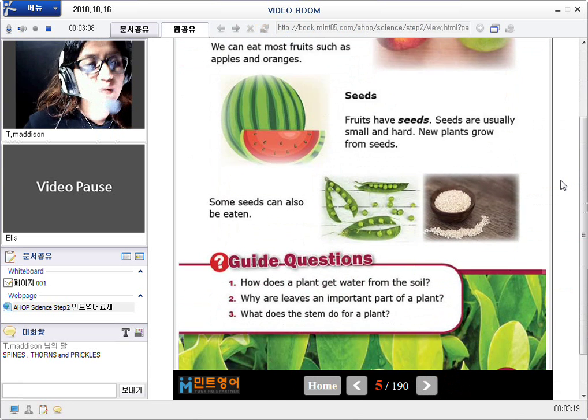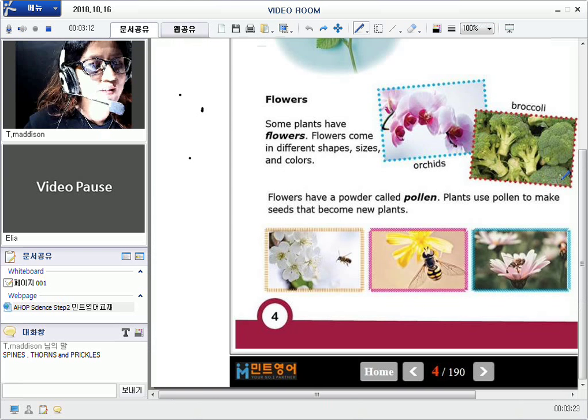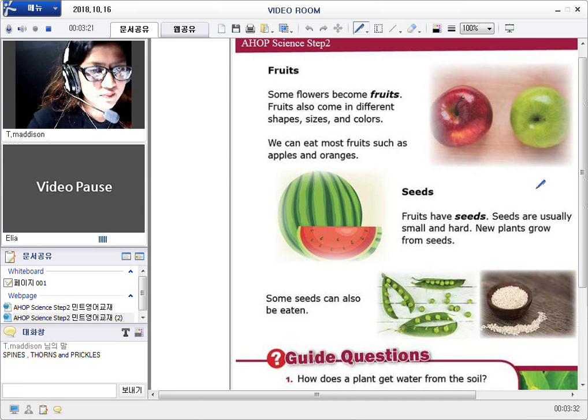We just finished plants and now we're going on to fruits. Would you like to read this first? Some flowers become fruits. Fruits also come in different shapes, sizes, and colors. We can eat most fruits, such as apples and oranges. Fruits have seeds. Seeds are usually small and hard. New plants grow from seeds. Some seeds can also be eaten.